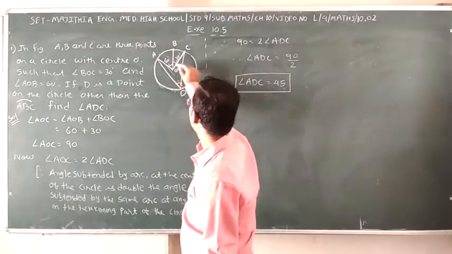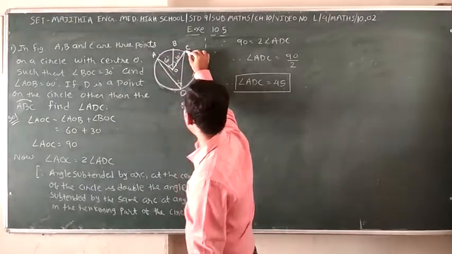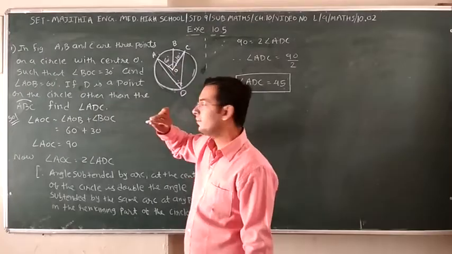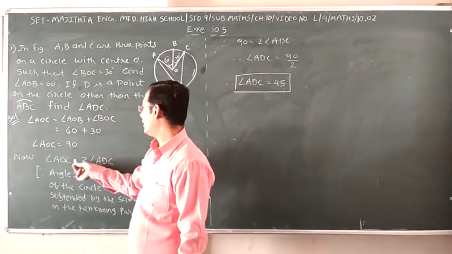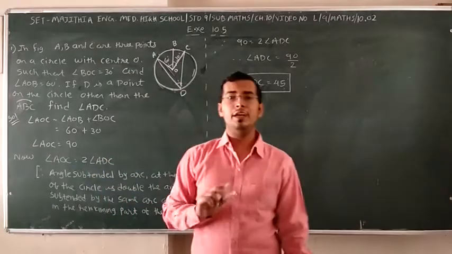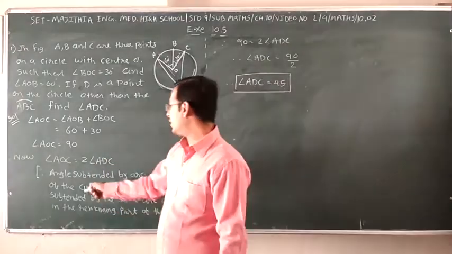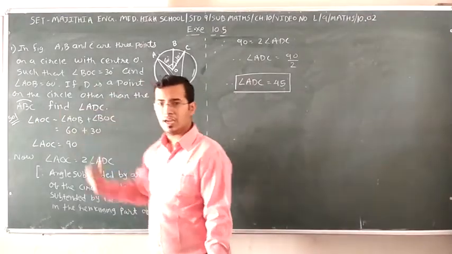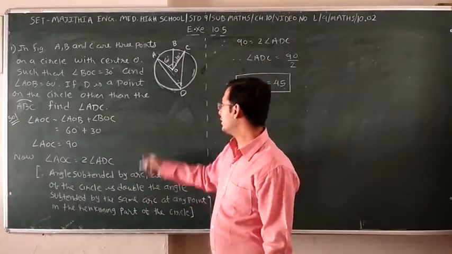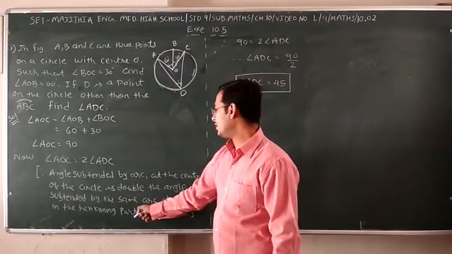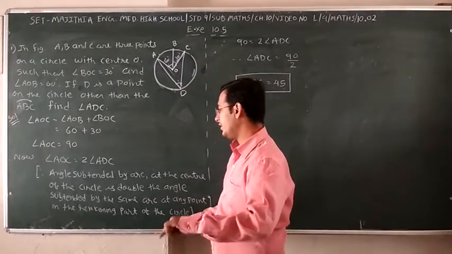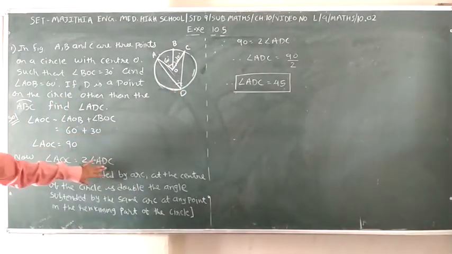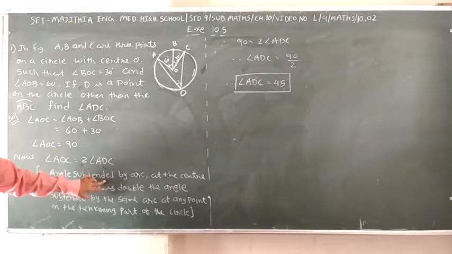Now I want to find angle AOC. It is the sum of both angles, AOB plus BOC, 60 plus 30, which is 90. Now theorem 10.8 says the angle subtended by an arc at the center of the circle is double the angle subtended by the same arc at any point in the remaining part of the circle. So angle AOC is 2 times angle ADC.